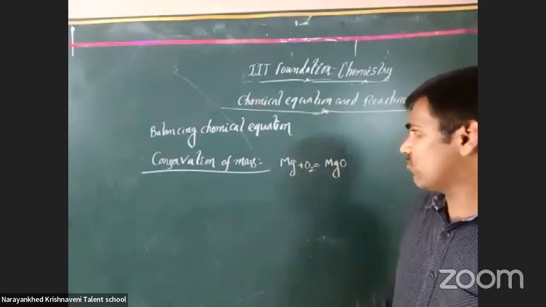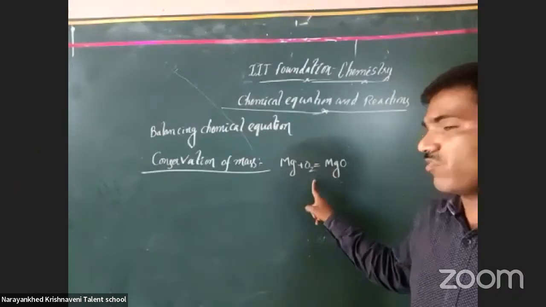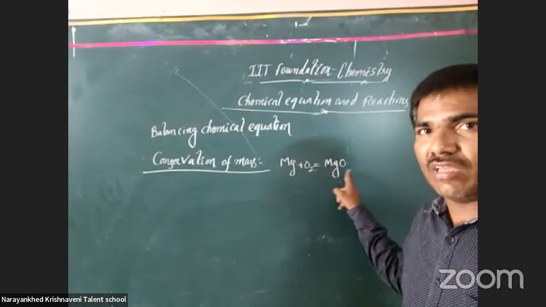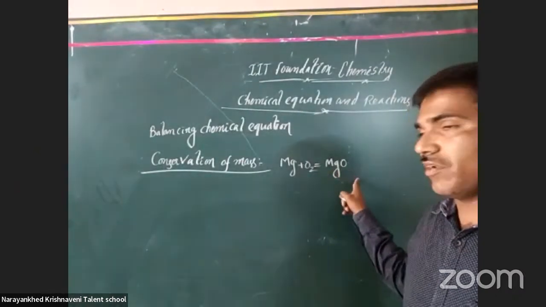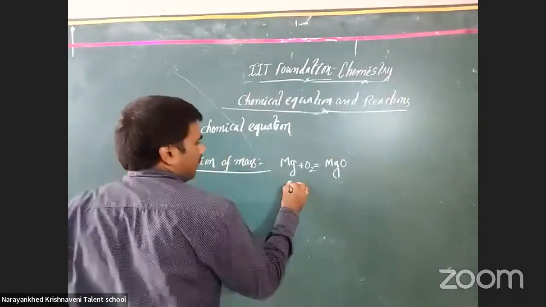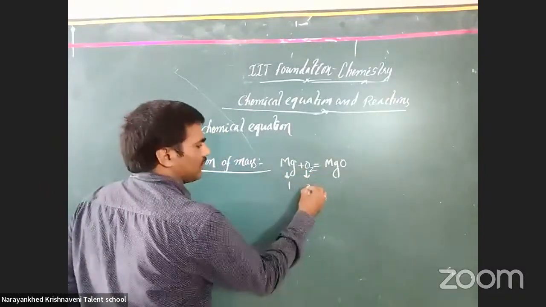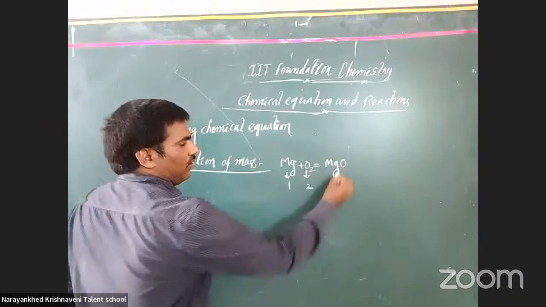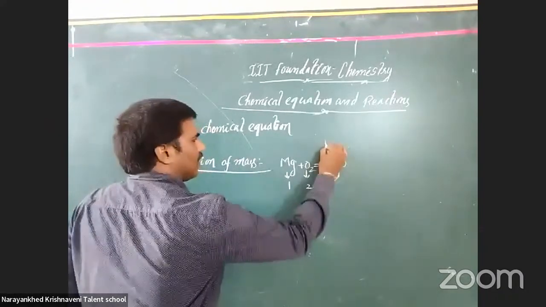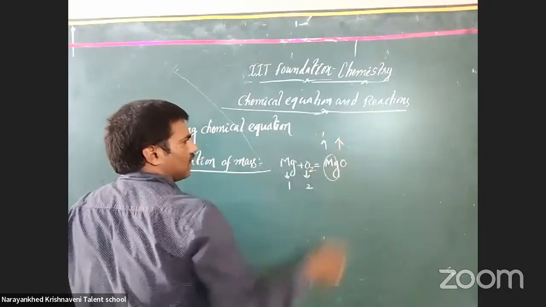Yes, but check it once here. How many magnesiums are there? How many oxygens are there? And in the magnesium oxide, is the same number there? Okay, check it once here. One magnesium is there. How many oxygens are there? Two oxygens are there. How many magnesiums are there here? One magnesium is there here. How many oxygens are there here?